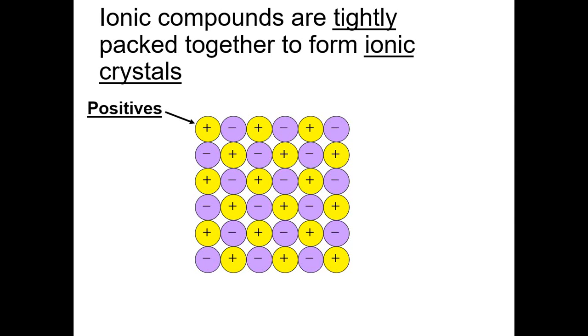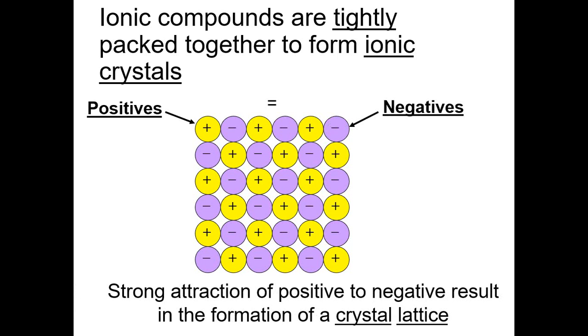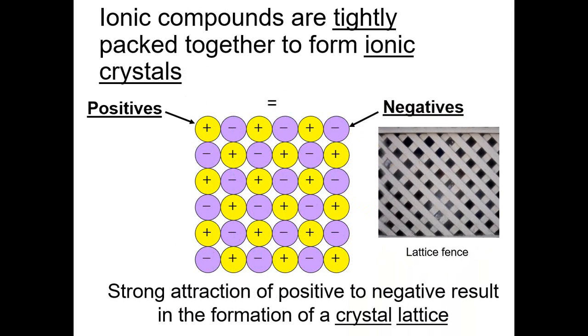And we see the ones that are positive, that would be the sodium in this case, and then the negative would be the chlorine. And the lattice structure in itself we see quite often in everyday life, like a lattice fence, and the strong attraction of positive to negative results in its formation, if you will. And these are very strong bonds. And there is a picture of a lattice fence. So if you see a lattice fence, you've gotten the general idea of a lattice or crystal lattice structure.